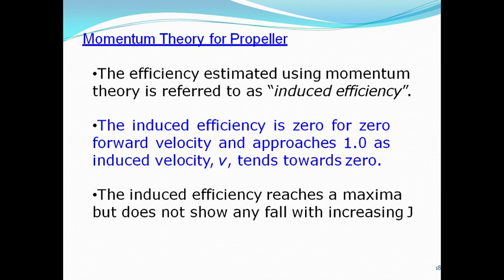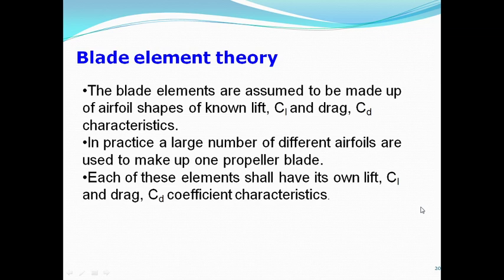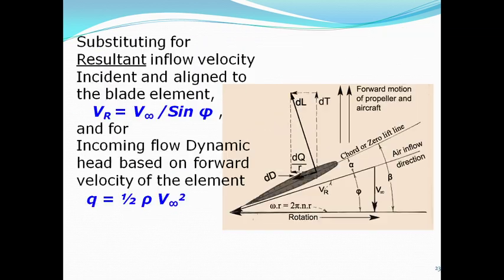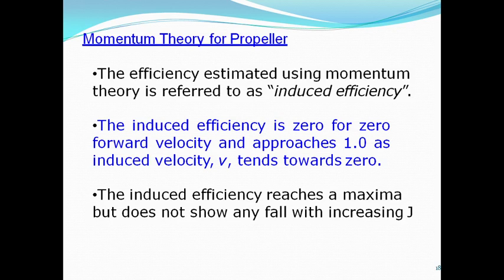The efficiency estimated using this momentum theory is also known as the induced efficiency. The efficiency is zero when there is no forward motion, and it approaches one when the induced velocity is zero. That means V infinite is basically your jet velocity, and the induced efficiency reaches a maximum but does not show any fall with increasing J. Here we are introducing one new non-dimensional parameter J, which is called the advance ratio. I will show you in the next consecutive slides. For the time being, keep it aside. I will give more information down the line.